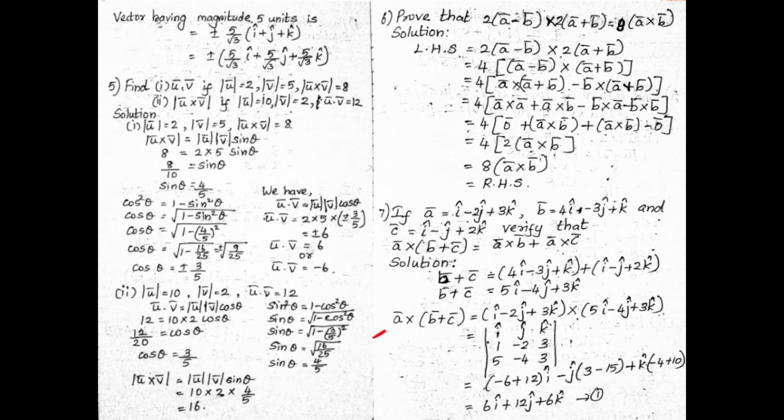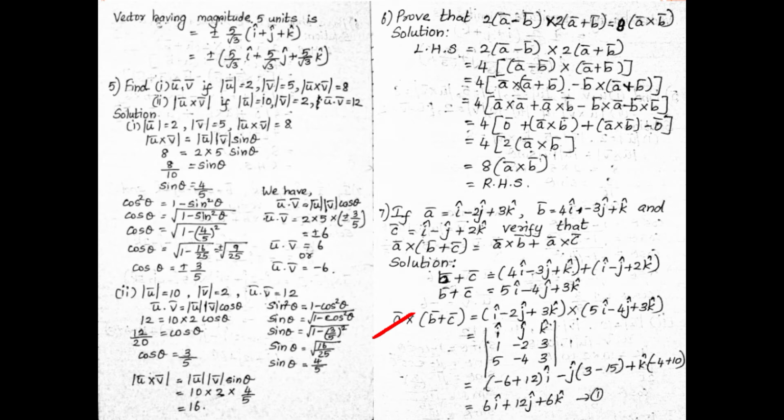Therefore sin square theta is equal to 1 minus cos square theta. Sin theta is equal to square root of 1 minus cos square theta. Sin theta is equal to square root of 1 minus 3 upon 5 the whole square. Sin theta is equal to square root of 16 upon 25. Sin theta is equal to 4 upon 5. So magnitude of u cross v is equal to magnitude of u into magnitude of v into sine theta, which is equal to 10 into 2 into 4 upon 5, which is equal to 16.